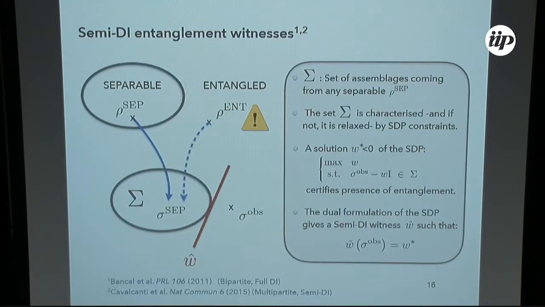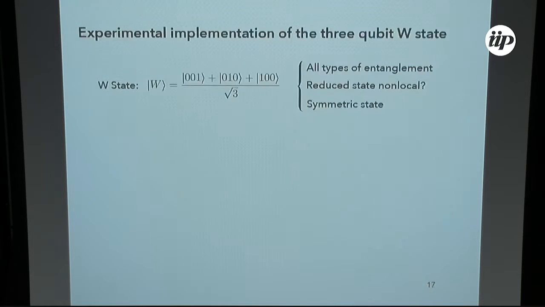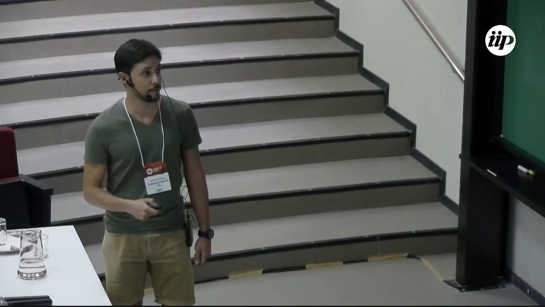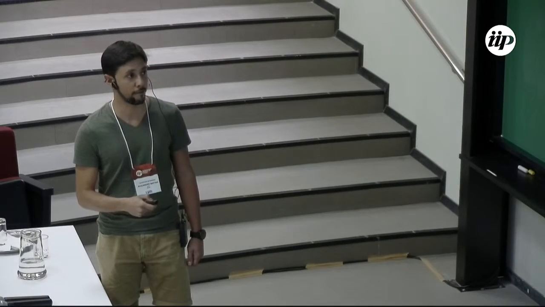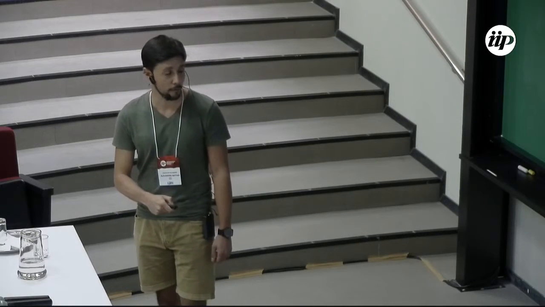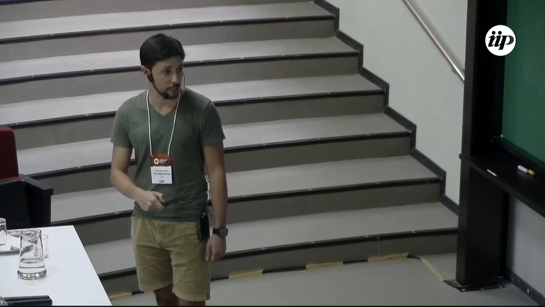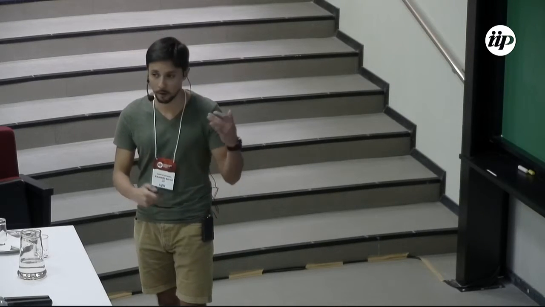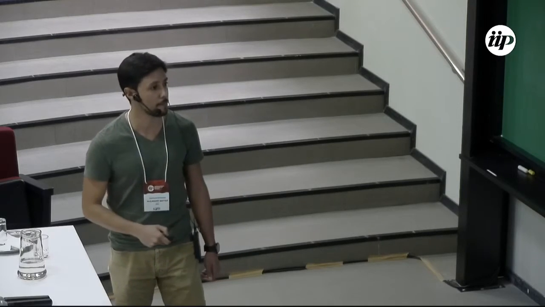So now to tell you a bit about the experiment. Perhaps before that, since I have some time, very quickly, the notions of entanglement in tripartite systems: you can check for entanglement in the reduced state, you can check for entanglement in the full state, or you can check for genuine multipartite entanglement, right? Which is whenever the state cannot be written as a convex combination of all bipartite probabilities.